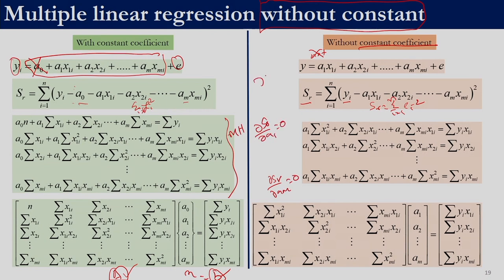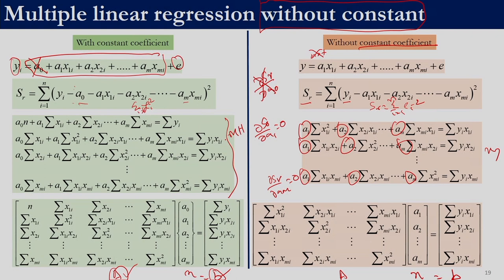Right? There is no ∂Sr/∂a0, right? This cannot be determined because the model does not have a0. So now we have m equations. Similarly, if you put them in the conventional format, all these equations would be linear, nothing changes. All these equations are linear with respect to a1, a2 and the model coefficients all the way up to am. So this is again in that format, Ax = b.